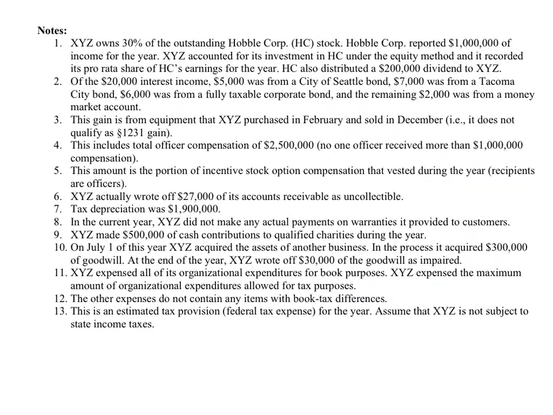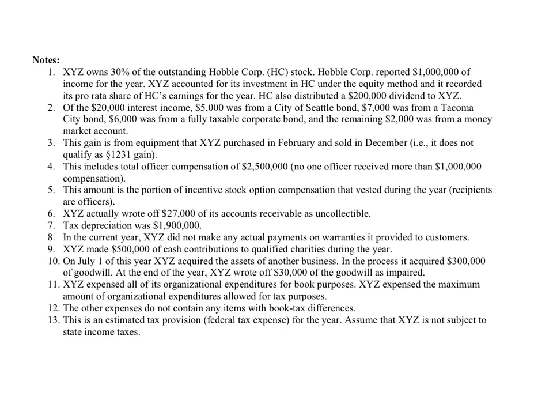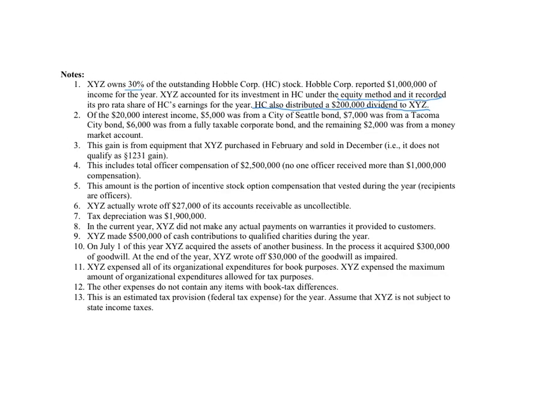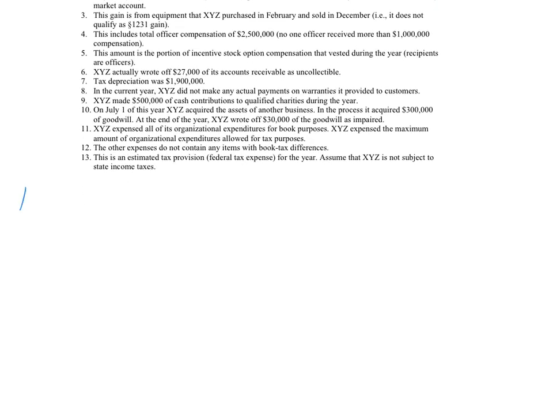So let's take a look at our notes. So note 1 says XYZ owns 30% of the outstanding Hobble Corporation stock. Hobble Corporation reported $1 million of income for the year. XYZ accounted for its investment under the equity method, okay? And it recorded its share of earnings for the year. It also, Hobble Corporation, also distributed a dividend to XYZ. Okay, so let's take a look at all of those things.